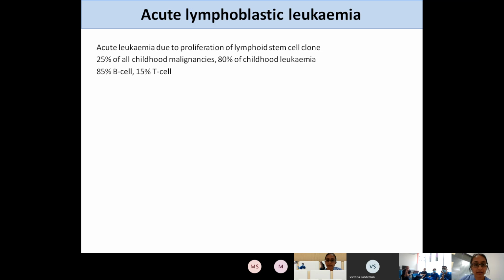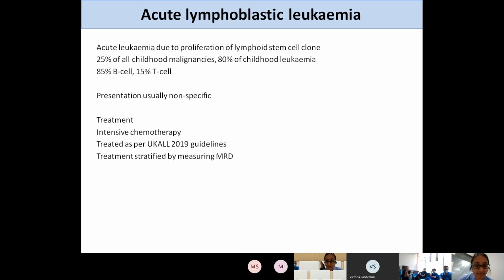So acute lymphoblastic leukemia is due to the proliferation of a lymphoid stem cell clone. It's one of the commonest childhood malignancies. 25% of childhood malignancies are ALL, and it accounts for 80% of childhood leukemia. About 85% of them are B cell, the remaining 15% being T cell. Presentation is usually non-specific. The children can present with a limp, with pallor, with just not being quite right.